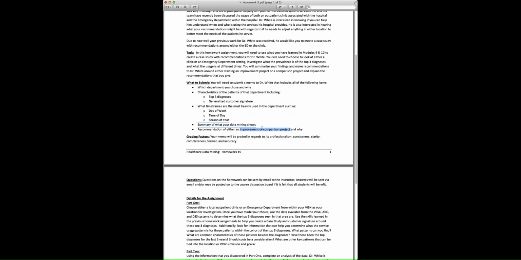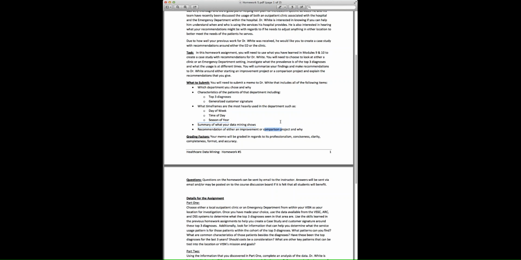So maybe they're going to do an improvement project, and once they get the improvement project done, they can think of that as part A. Then they're recommending we also do a comparison project to see if we've improved things relative to another facility, relative to an external community provider, that sort of thing.